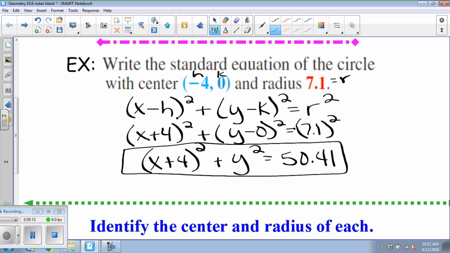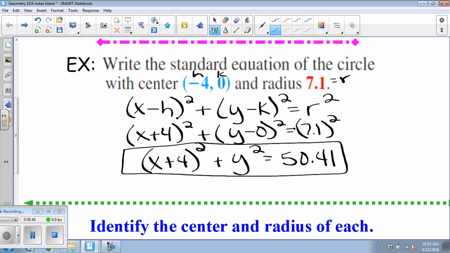Now, do you think your calculator will graph a circle? No. Why not? Because when you go to put it in, it's y equals, not y squared equals, and your calculator only graphs functions. Is a circle a function? No. It fails the vertical line test, so it's not a function. In order for you to put something in your calculator, it needs to be y equals.